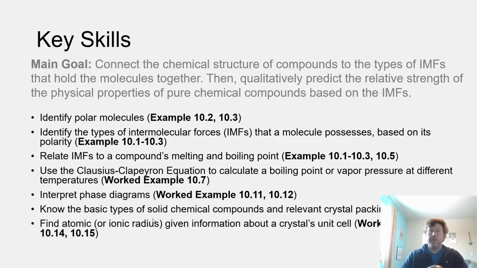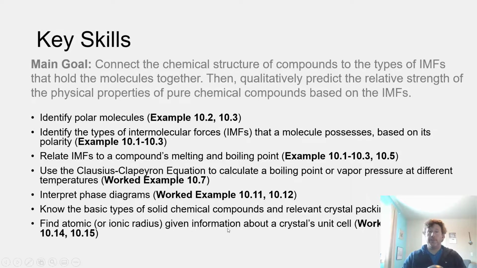So obviously your assigned reading for this chapter is going to be all of chapter 10. So you're going to need to get to grips with the whole of chapter 10. Our big goal here is we want to learn how to connect the chemical structure and the chemical formula of different types of compounds to the types of intermolecular forces that hold the molecule together. And we're going to use what we learn about intermolecular forces to do things like predict the strength of the physical properties of the pure compounds, relative boiling points, relative melting points, and we'll also talk about the fundamental structure of molecules and atoms, particles inside solids and liquids.